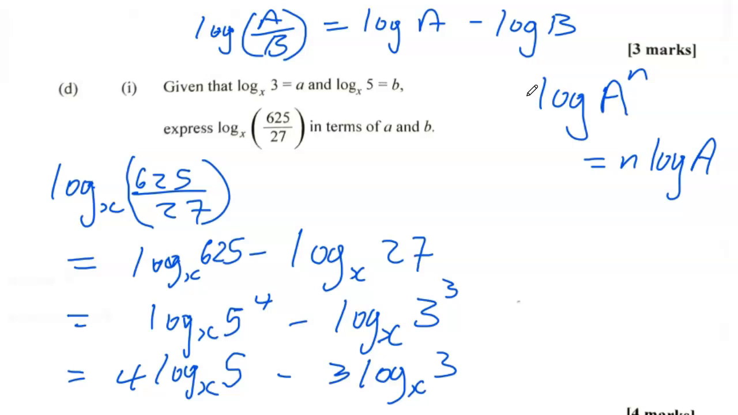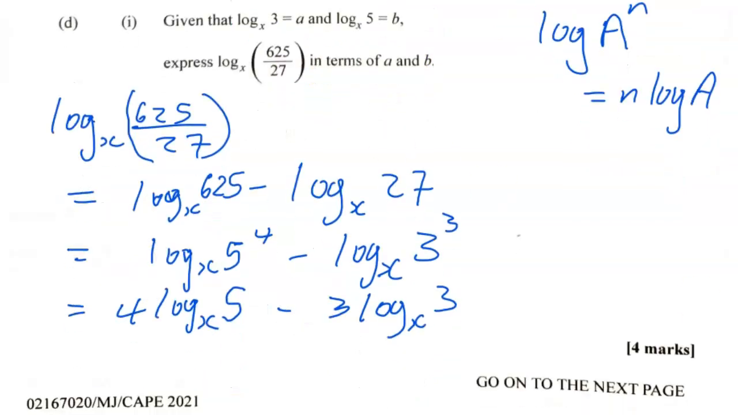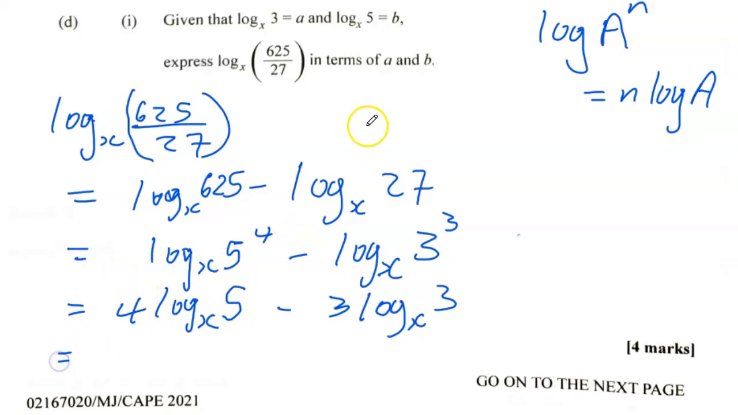Now we know that log 5 is b and log 3 is a. Alright, so log 5, that's b, so that's 4b. And we know that log 3 is a, so that's 3a. So that's it.